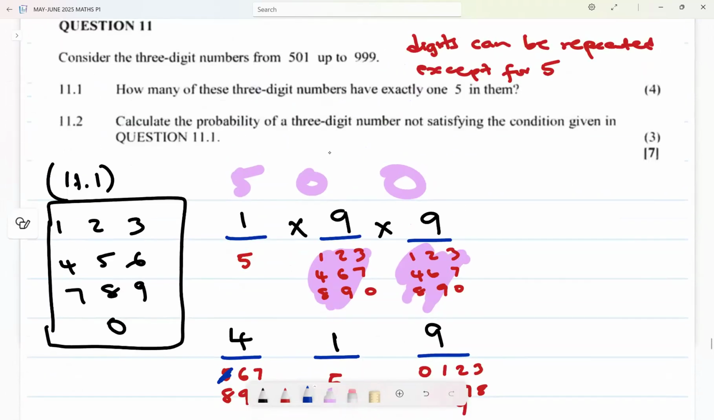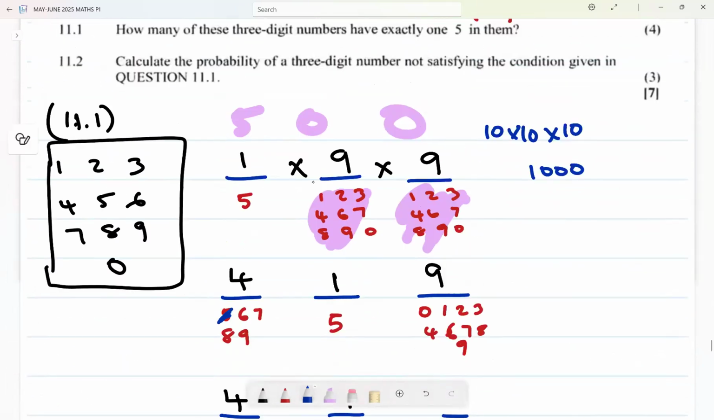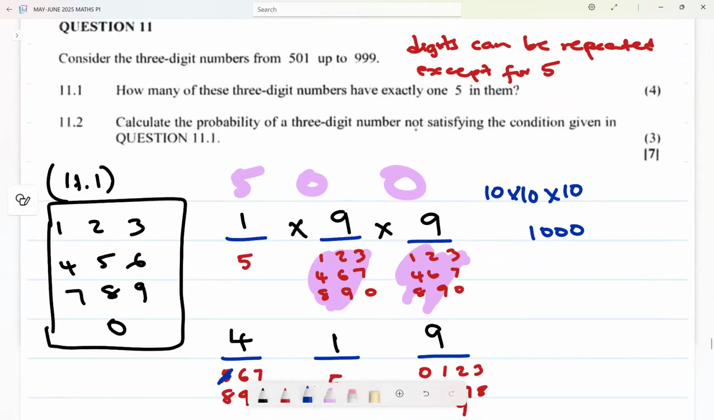If it does not meet the condition, I can have all the nine values together like that, because I can start with any value here, and then I think there are 10 digits. 10 times 10 times 10, which is 1000. I think, let me quickly confirm that with my calculations here, or calculate the probability of a digit number not satisfying the condition.